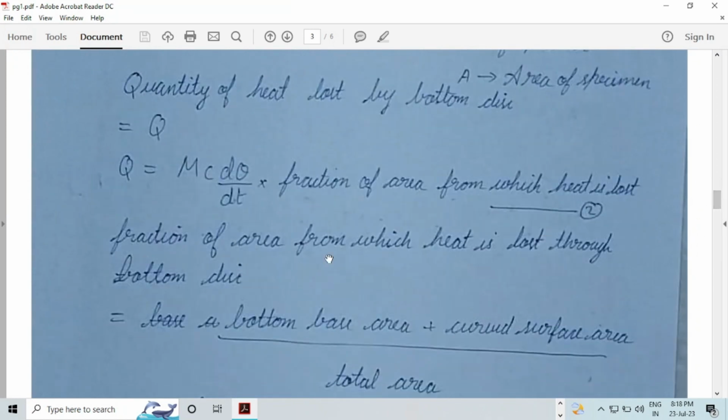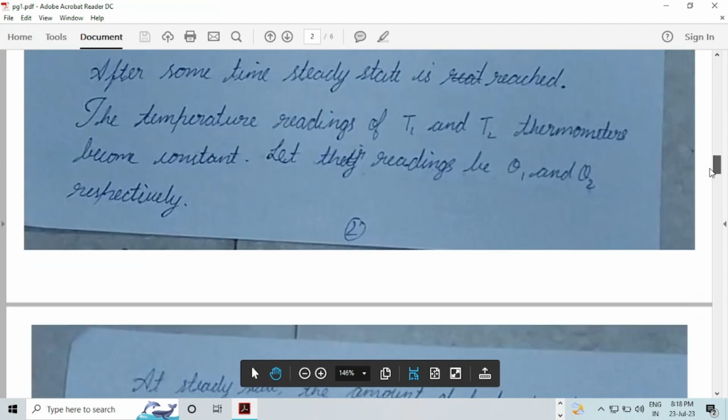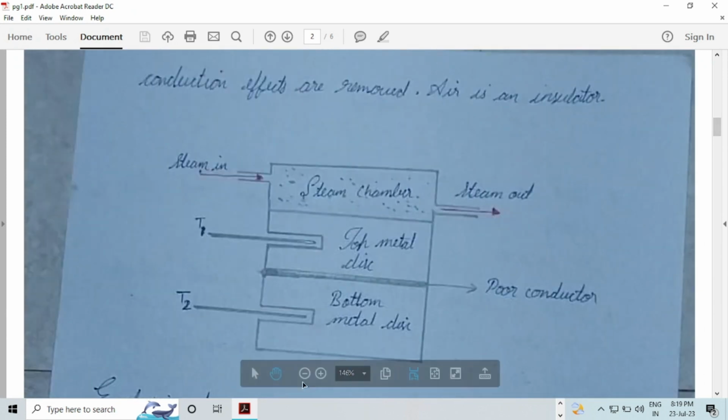So next we have to find the fraction of area from which heat is lost through the bottom disc. It is equal to the bottom base area plus the curved surface area. Heat is lost from this bottom base area and also from the curved surface area. From this part heat is coming in, it is not going outside.